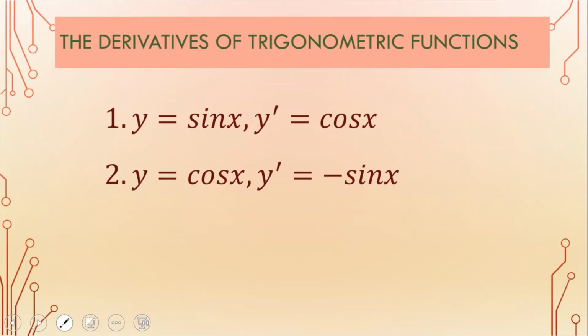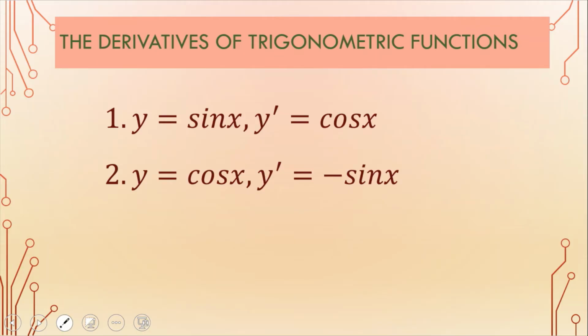So let's start with the basic trigonometric functions. y is equal to sine x, and y is equal to cosine x. The derivative of y equals sine x is cosine x. y prime is equal to cosine x. And the derivative of cosine x is negative sine x.